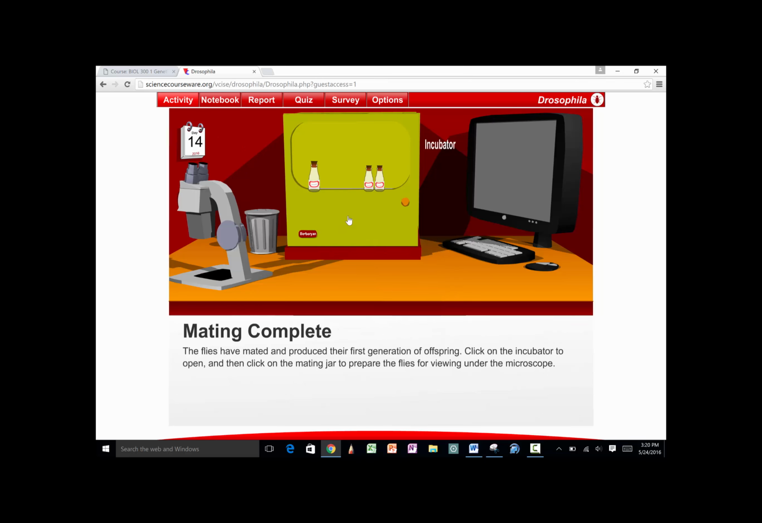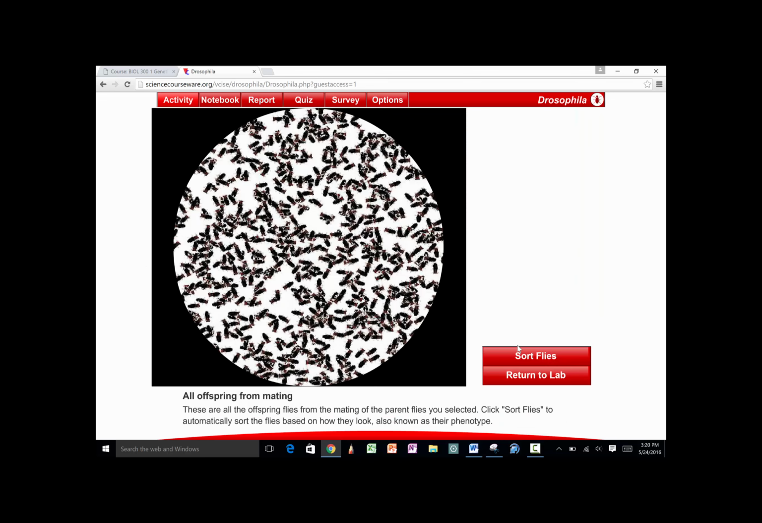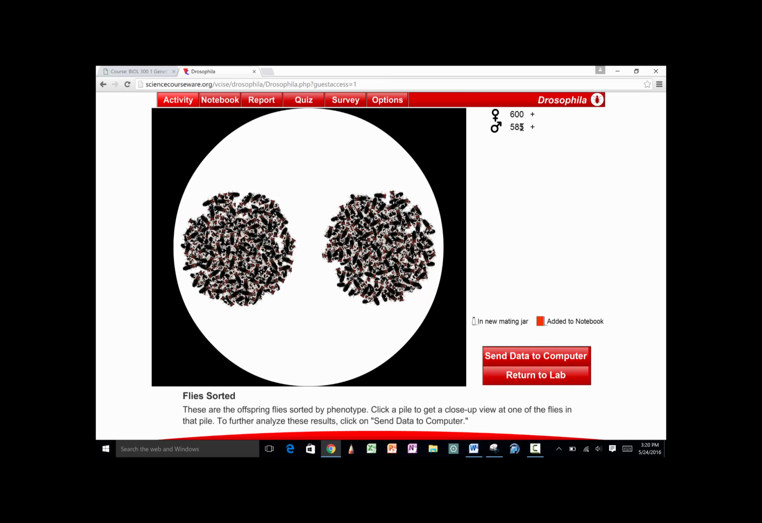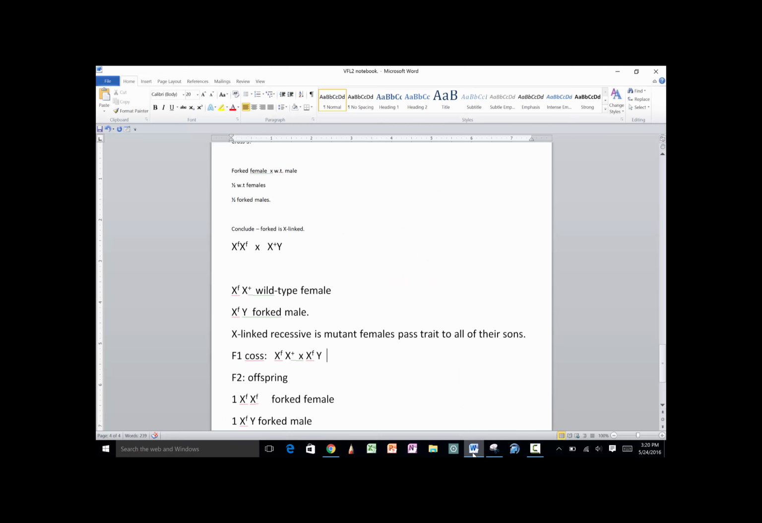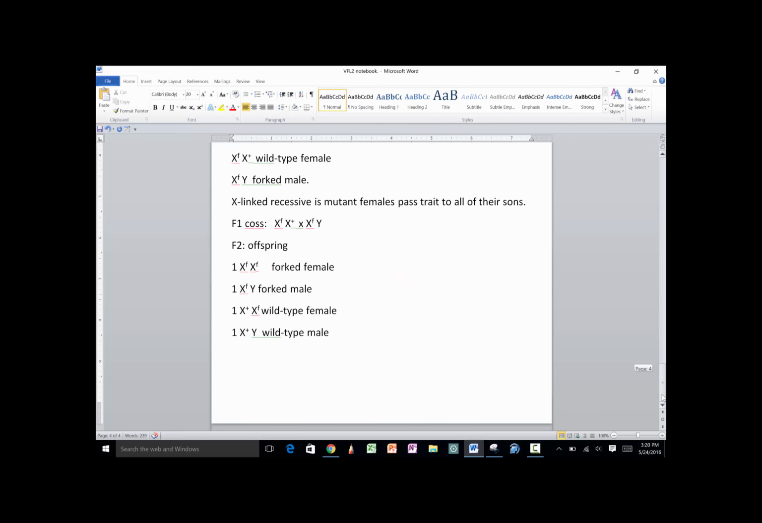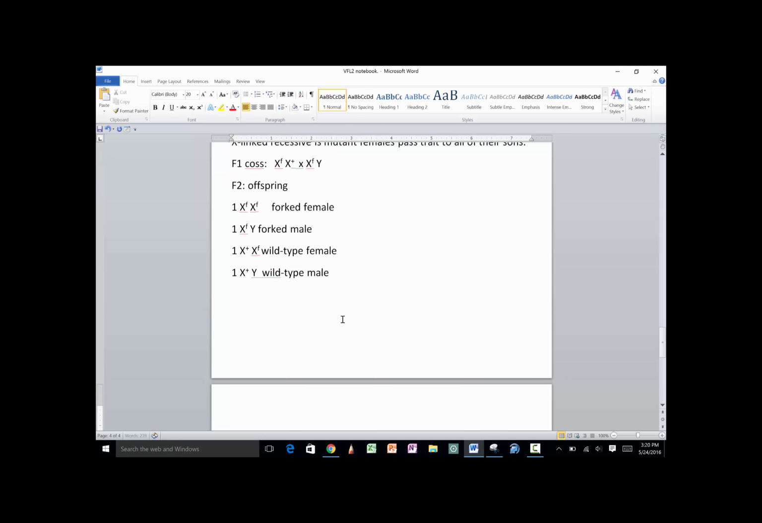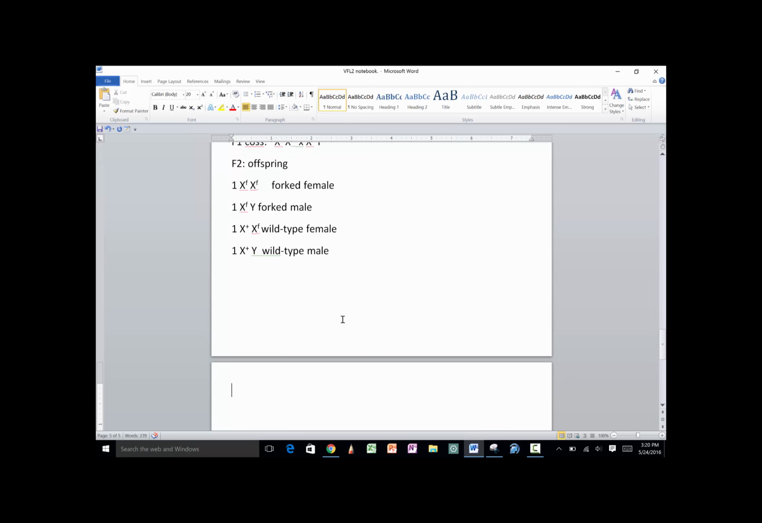Check out the cross. So what do you think? Sort the flies. They're all wild type. So now we don't see a difference in the F1. So let's go back here. So what are we doing now? We took a wild type female, cross to a forked male, and we got all wild type, regardless of sex. So this is called a reciprocal cross.